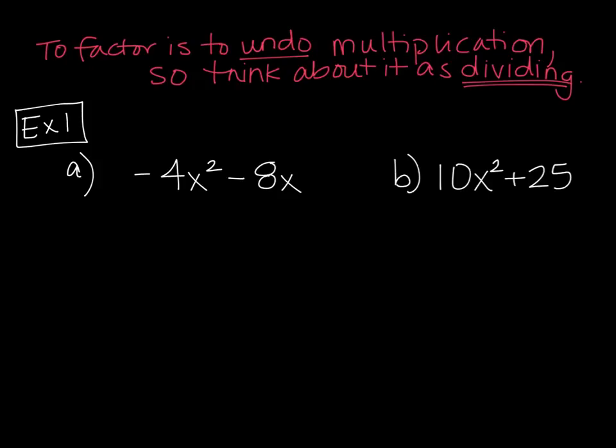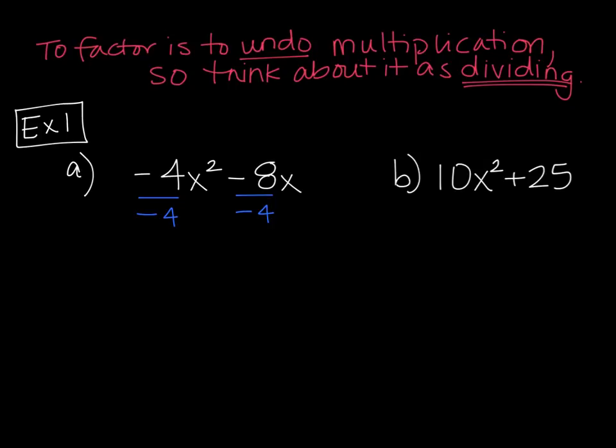And I'm trying to think to myself, what is the biggest number that I can divide into both of those? So first I'm just going to think about the numbers, negative 4 and negative 8. What is a number that divides into both of those? Well, 2 goes into both of those. 4 can go into both of those. I want the biggest one, so I'm going to pick 4. I'm actually going to pick negative 4 because this first number is negative.